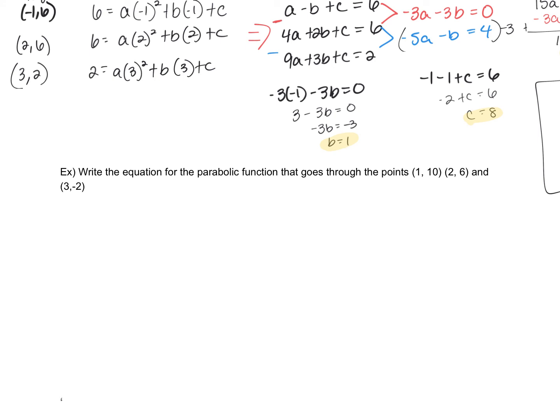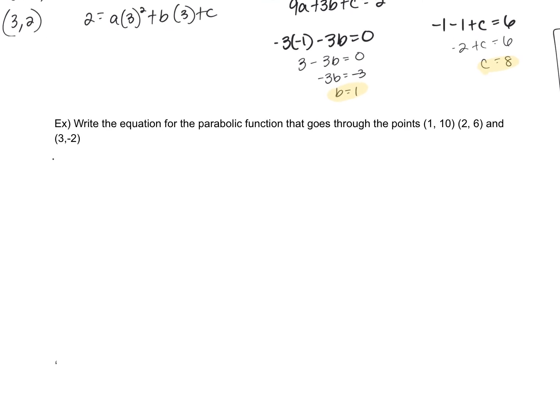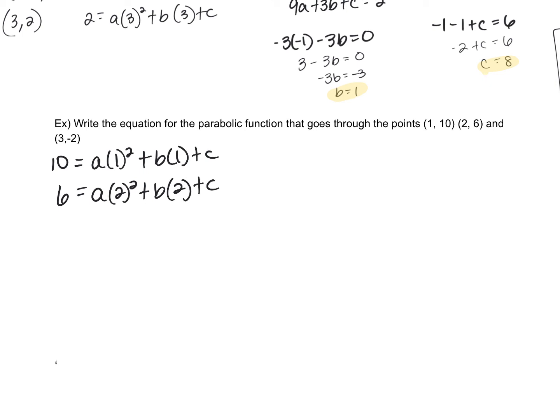Okay, another one, I'm going to go a little bit faster to try to save some time on this video. So we have our 3 points. We're going to plug each coordinate in for your x and your y to the standard form. So we have 10 equals a times 1 squared plus b times 1 plus c. And then 6 equals a times 2 squared plus b times 2 plus c. The last one, -2 equals a times 3 squared plus b times 3 plus c.